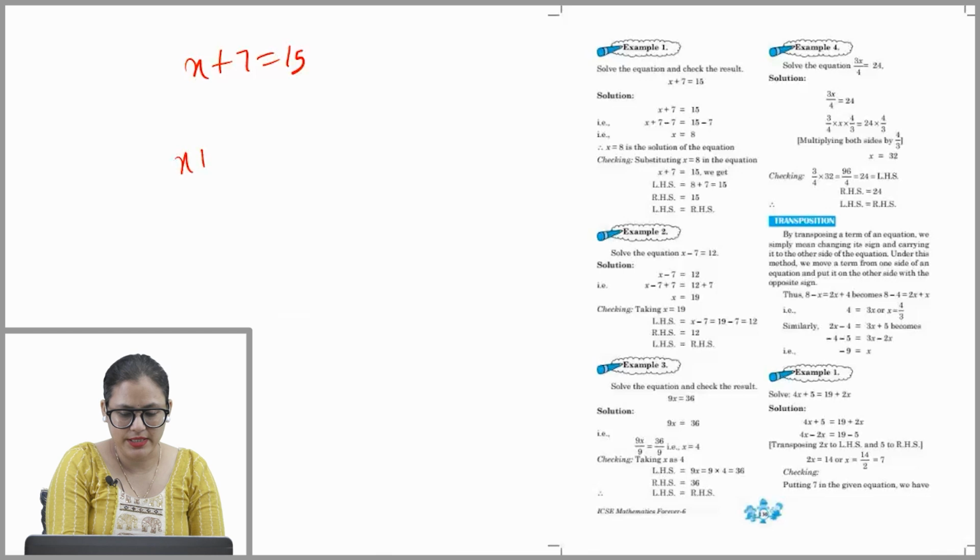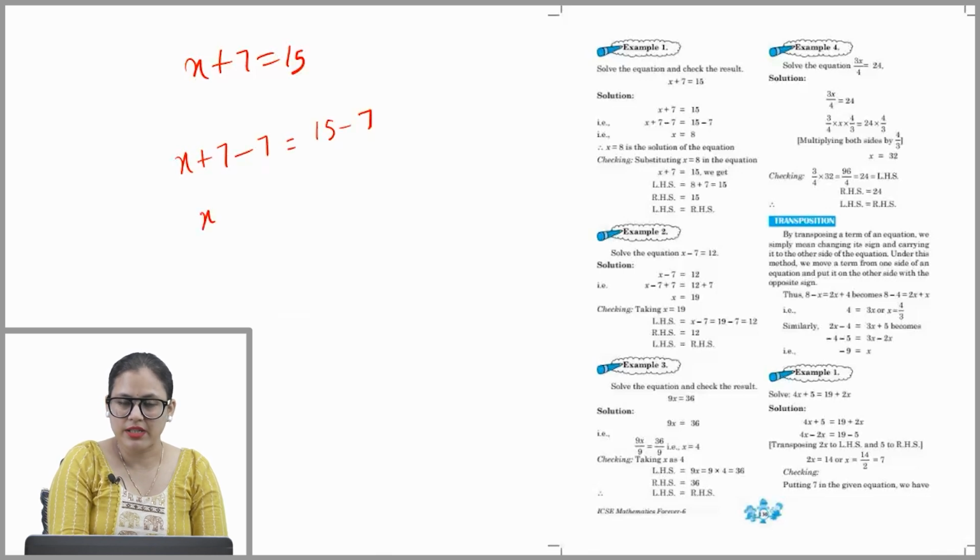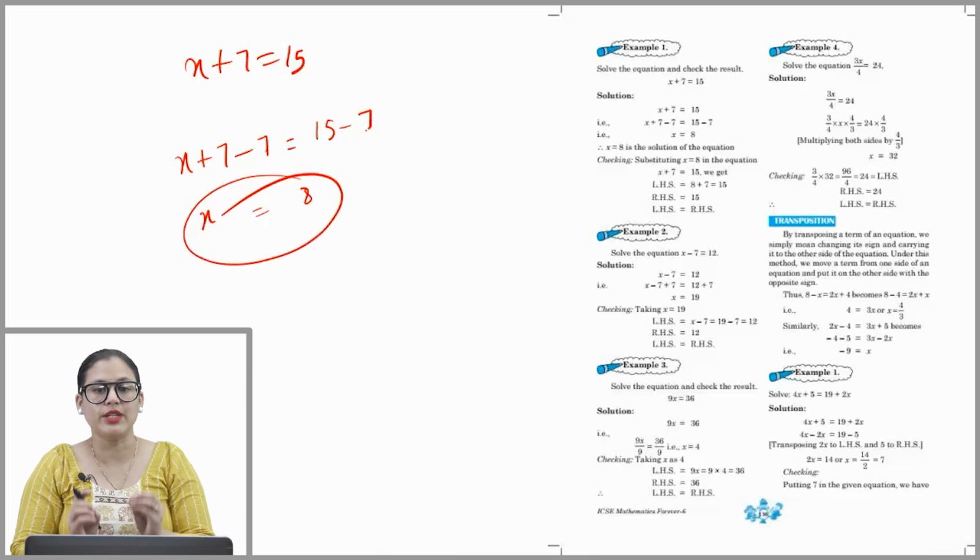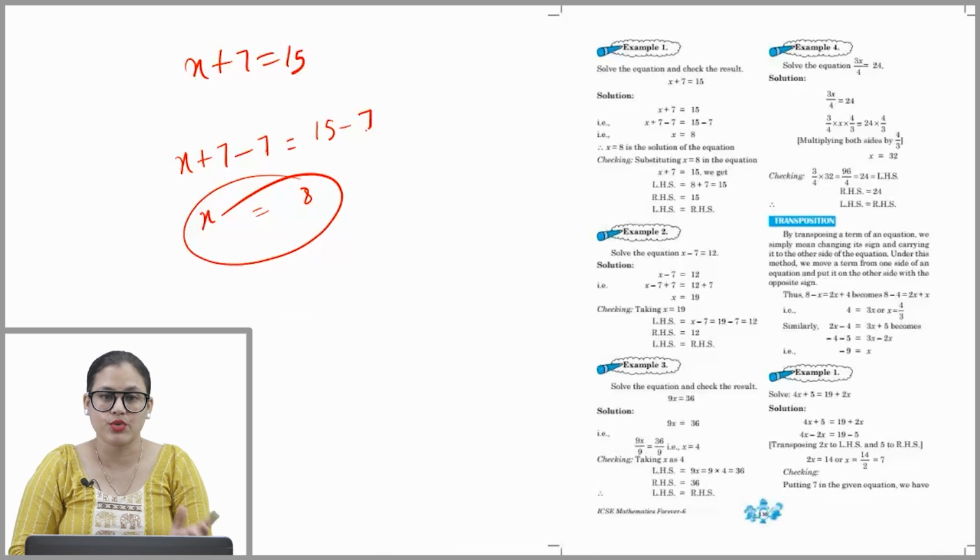x plus 7 minus 7 is equal to 15 minus 7. 7 minus 7 is 0, so no need to write anything, and 15 minus 7 is 8. So x is equal to 8 is the solution of the equation. Now we have to check.